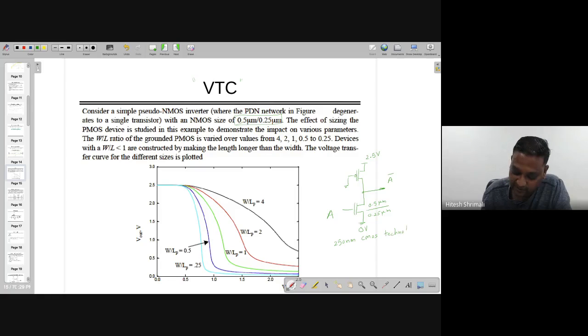This is what Rabaey is following. If you are looking at the different PMOS device sizes, you're going to see that as you are increasing W by L of PMOS, resistance is decreasing, and you can see that VOL, these numbers, this VOL is increasing with increasing W by L of the PMOS transistor. So we have to make sure that W by L is as low as less than 1, making the length longer than the width, which is also possible.